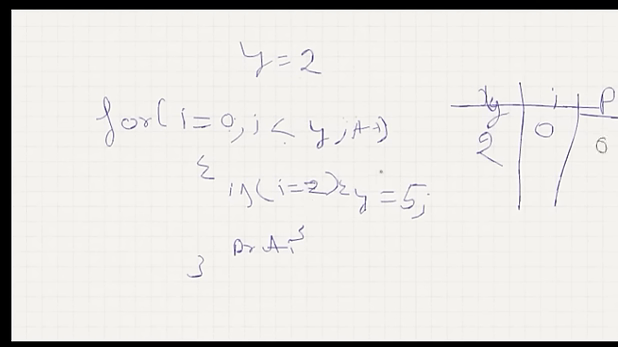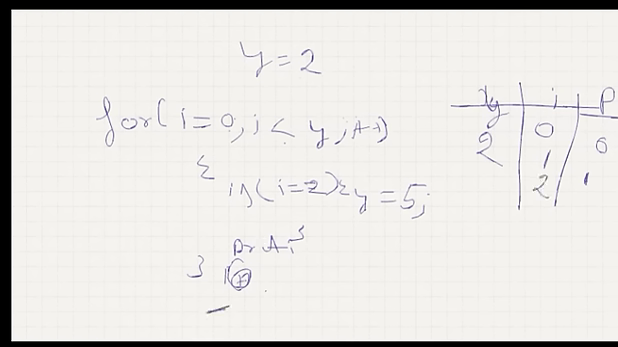Value of I, 0. Here it is incremented, I plus plus, basically it happens here. So it will become 1. 1 less than 2, true. Is I equal to 2? 1 equals 2, false. It will not run. Print I, value of I, 1. Here it becomes 2. 2 less than 2, false. It will not enter. So y never became 5. y will remain 2.